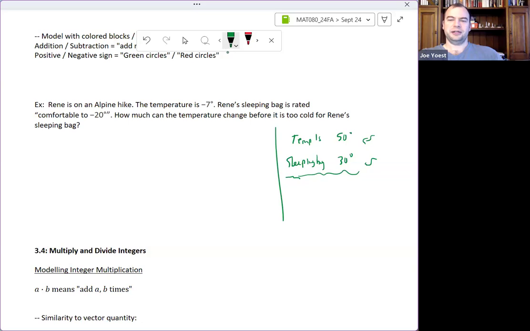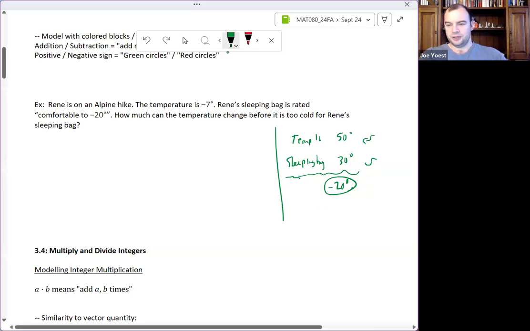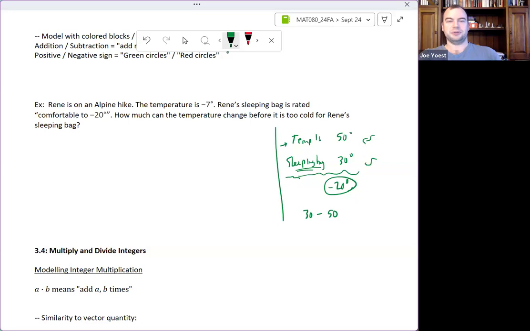I intuitively understand that it can get 20 degrees colder. It can change by negative 20 degrees. That's the change in temperature before we get to a temperature that is too cold for the sleeping bag. And I get that by doing 30 minus 50, the sleeping bag's rating minus the temperature. 30 minus 50 is negative 20.